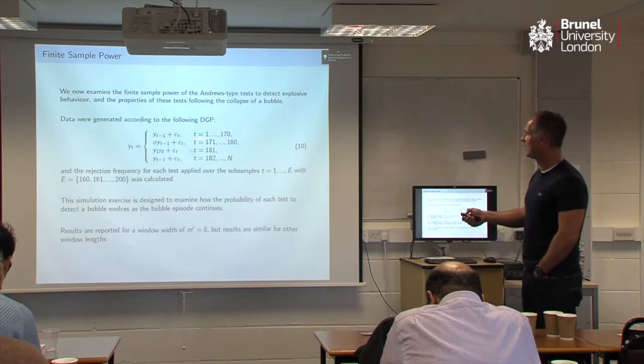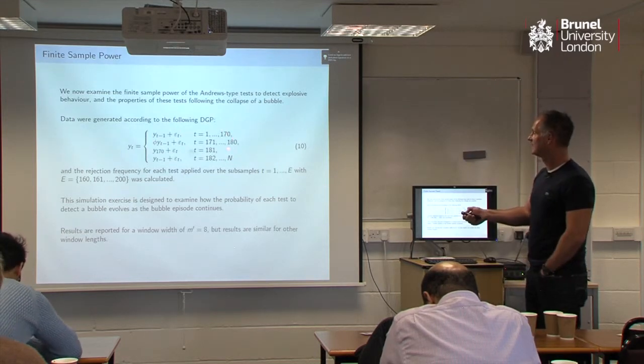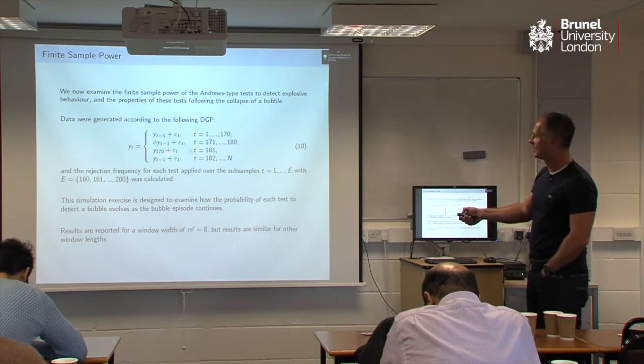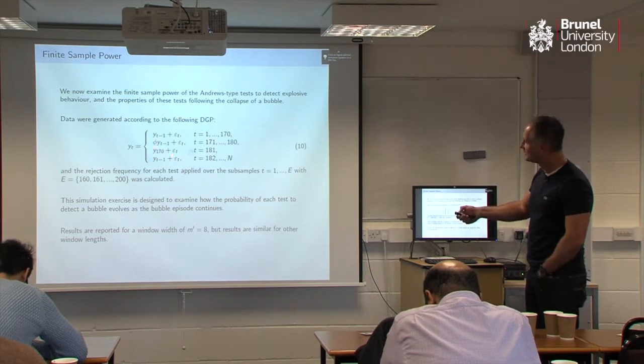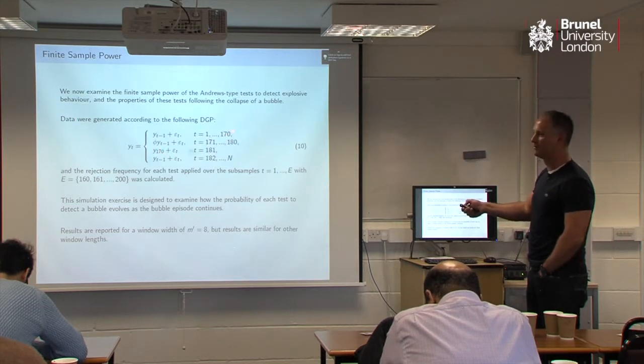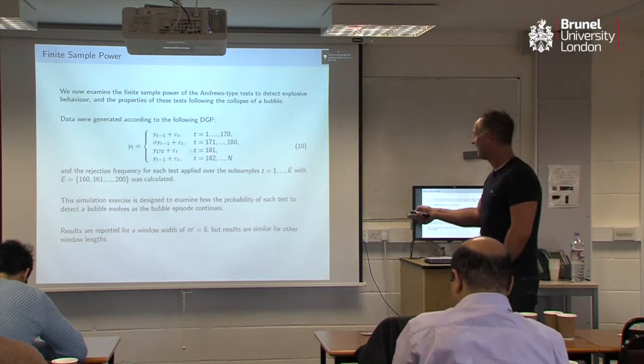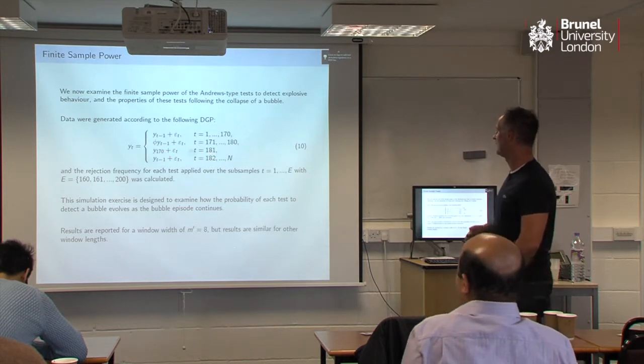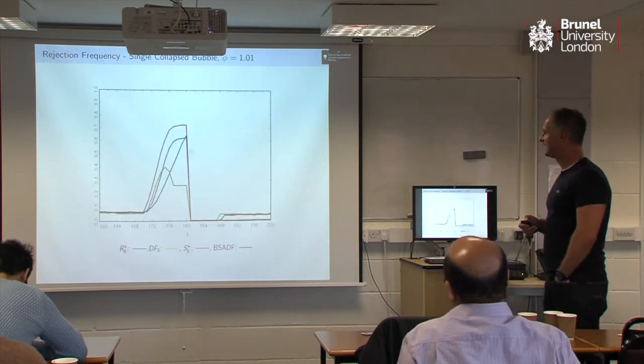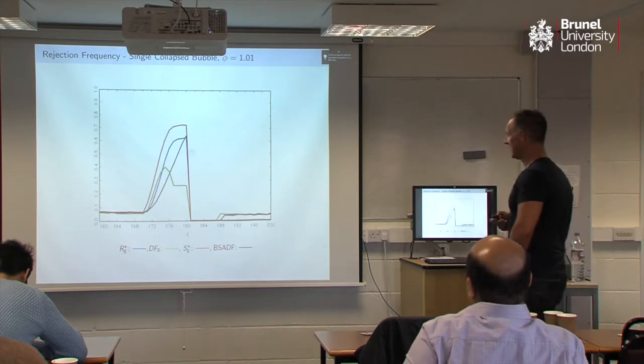You can talk about power as well. So here's a case where we have a random walk up to 170. Then we have an explosive window up to 180. And then it carries on, this is the Phillips model. It's a strange thing to do, but it's one particular way you do it. You set the observation after the end of the bubble to be where you were before the start of the bubble, adding on a random element, and then carrying on as a random walk.